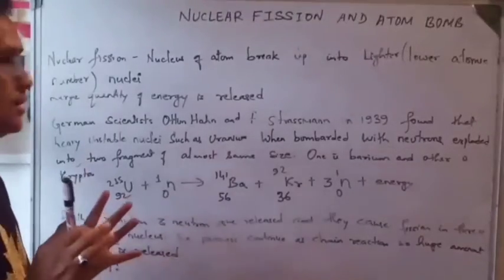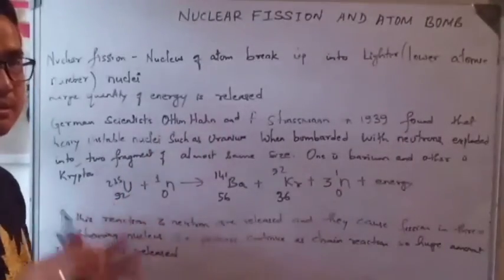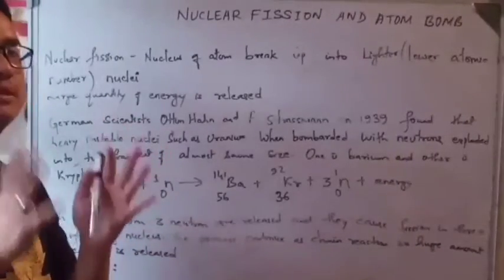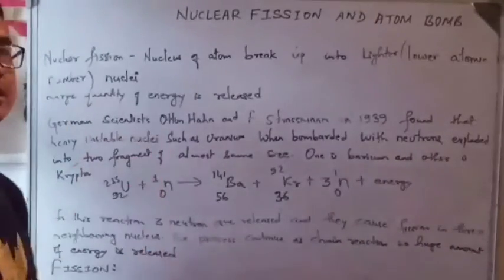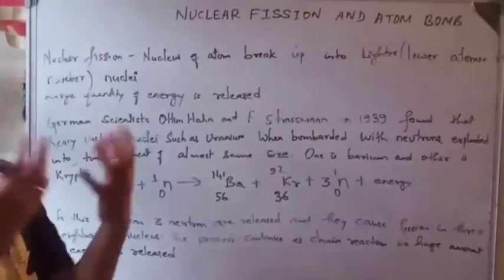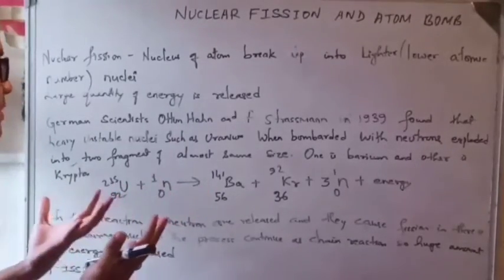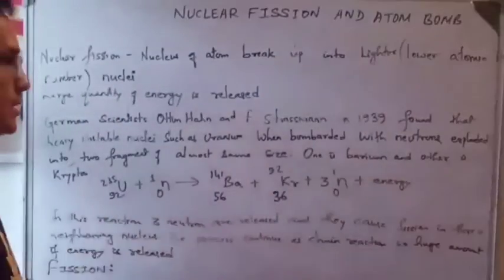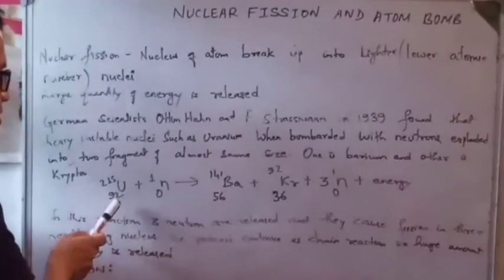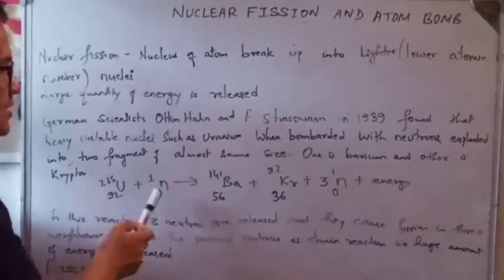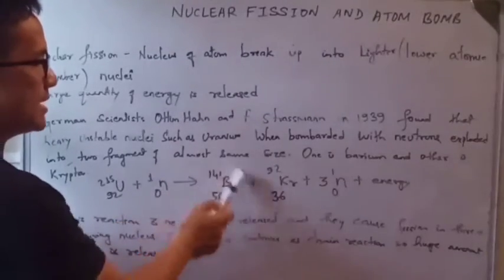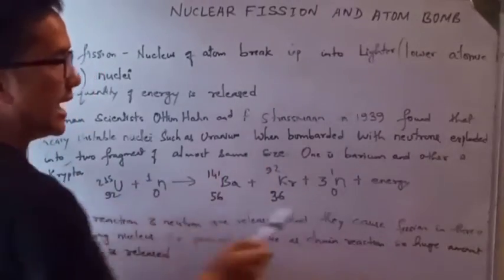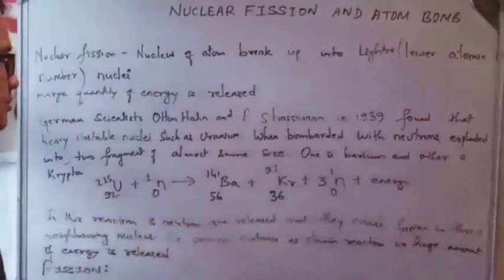German scientists Otto Hahn and F. Strassmann in 1939 found that heavy unstable nuclear uranium, when bombarded with neutrons, exploded into fragments, and two fragments are formed. One is barium and the other is krypton. Here is the reaction. This is the uranium. When it is bombarded with a neutron, it forms barium. One part is barium and one part is krypton. Besides that, 3 neutrons are also produced and energy is also produced.